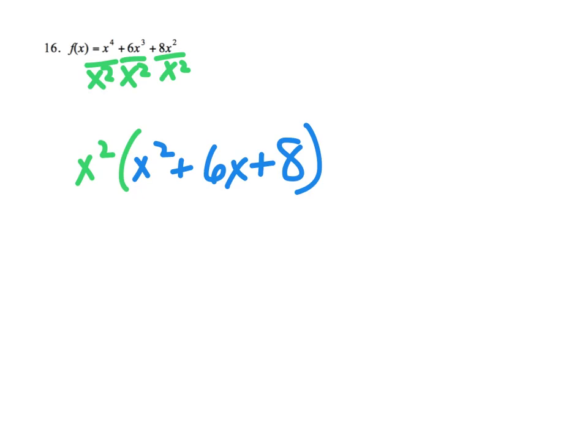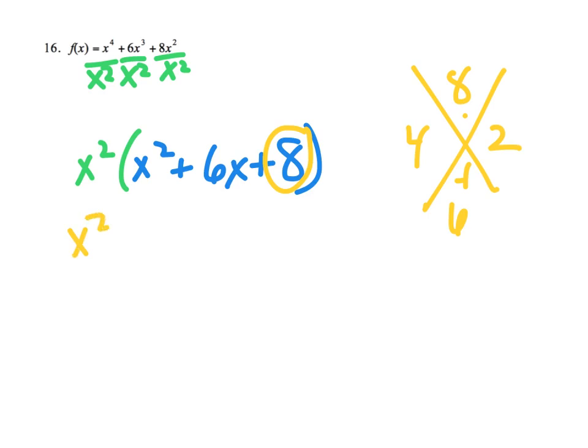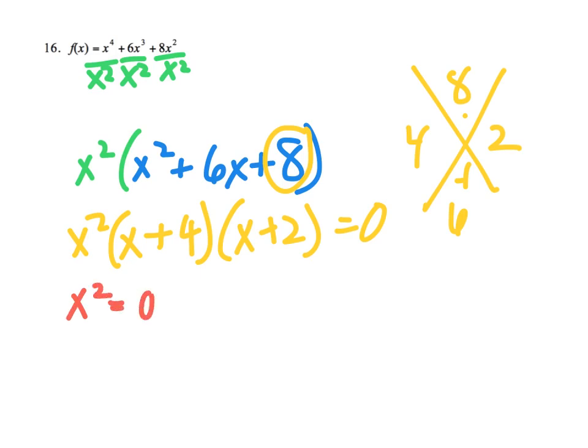Now at this point, hopefully I can factor this guy. I'm going to set up this guy. We're looking for something that multiplies to 8, adds to 6. It's going to be 4 and 2. So I have x squared times x plus 4 times x plus 2, and all of that equals 0. So now we can set each part equal to 0. x squared equals 0, x plus 4 equals 0, and x plus 2 equals 0.